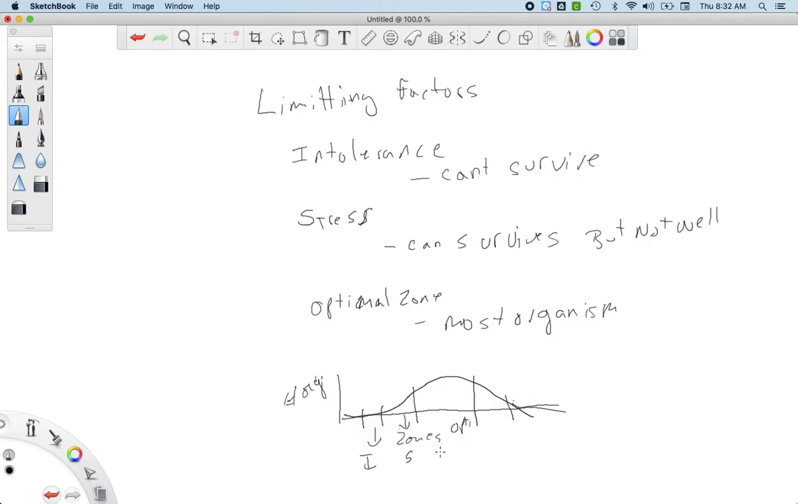And this is for a particular species. This might be trout in a stream. This might be any organism in any ecosystem. Because of limiting factors, there will be parts of that ecosystem where that organism is intolerant, parts where it can survive but it's going to be under stress, and parts where it will do just well, just fine.